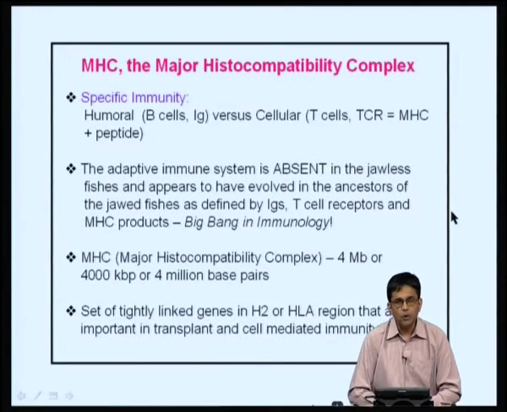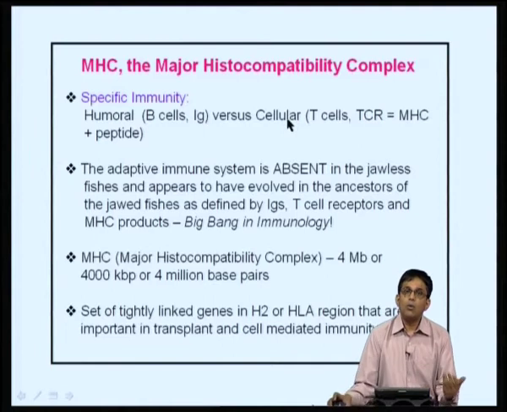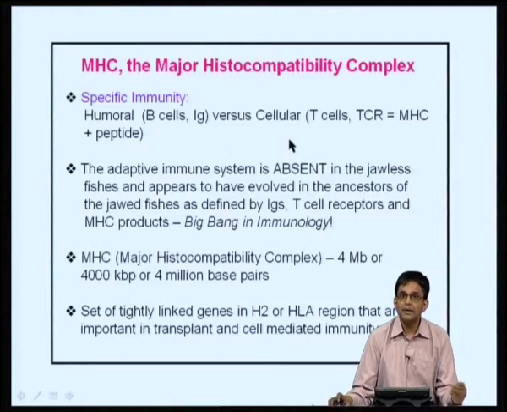Now, as you are probably all aware, in terms of adaptive immunity, there are two types of responses that are important. One is the humoral response, which is primarily mediated by B cells and immunoglobulins, and the other is the cellular response, in which you have T cells. Now, the T cell receptor recognizes the MHC molecules with peptide, and this is where the importance of MHC comes in, because these MHC molecules are encoded by the major histocompatibility complex.